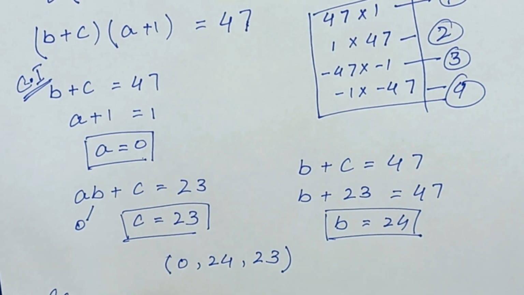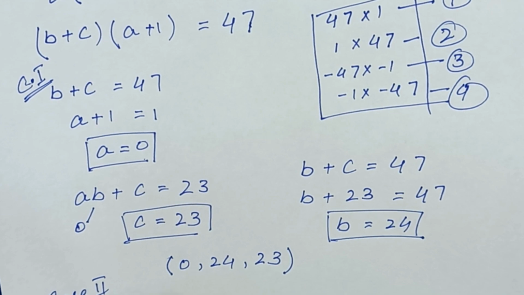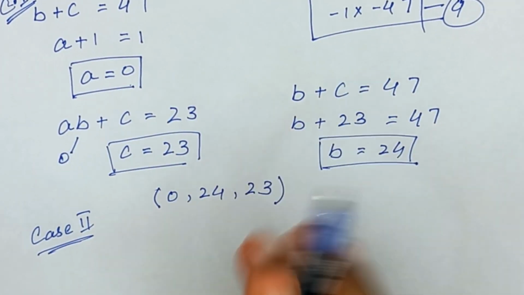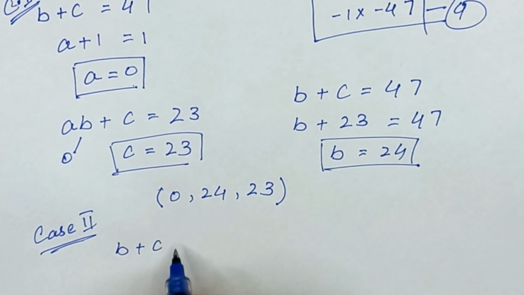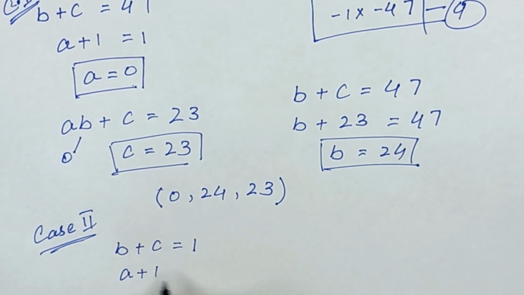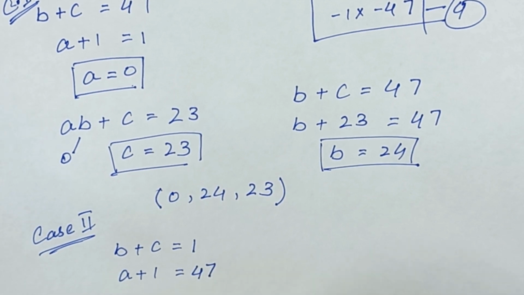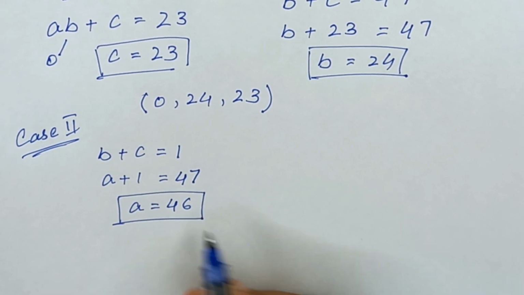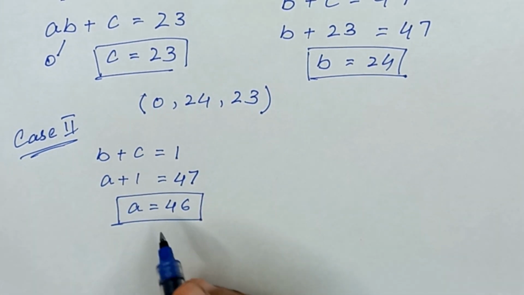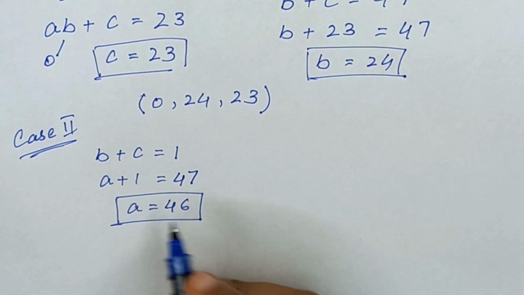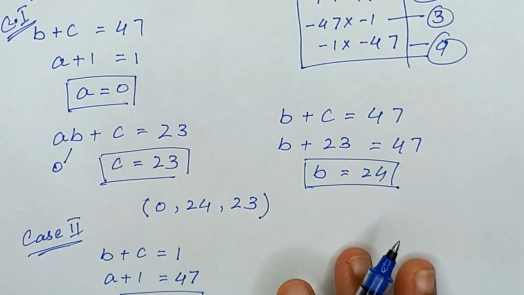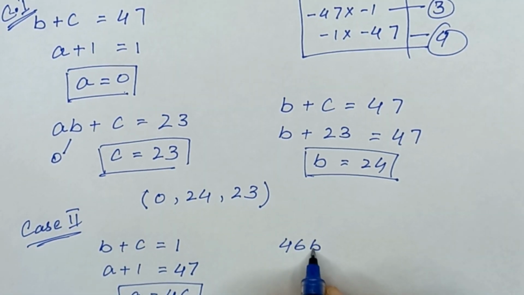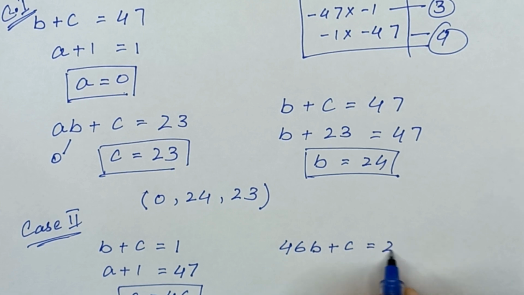Now we'll solve for case 2. In case 2, we have B plus C is equal to 1 and A plus 1 is equal to 47. So from here A will be equal to 46. If A is equal to 46, then I will again substitute this 46 in the equation AB plus C is equal to 23. Then it will be 46B plus C is equal to 23.